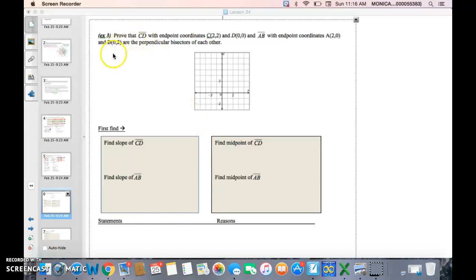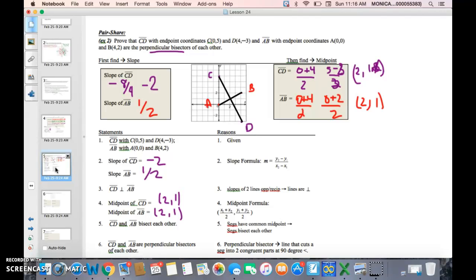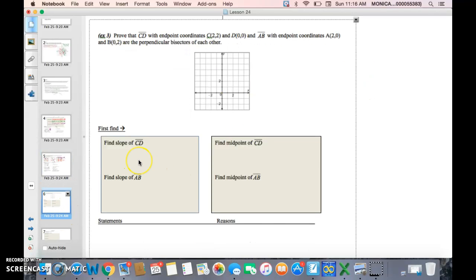Okay, so example number 3 is very, very similar to example number 2, which we tackled in the last video. So what I strongly suggest you do is work this out on your own and then double check to make sure that you did it correctly. So you want to prove that these two are perpendicular bisectors. And again, perpendicular, you're going to have to look at the slopes to make sure they're opposite reciprocals. And then bisector, you're going to have to look to see that they have a common midpoint.